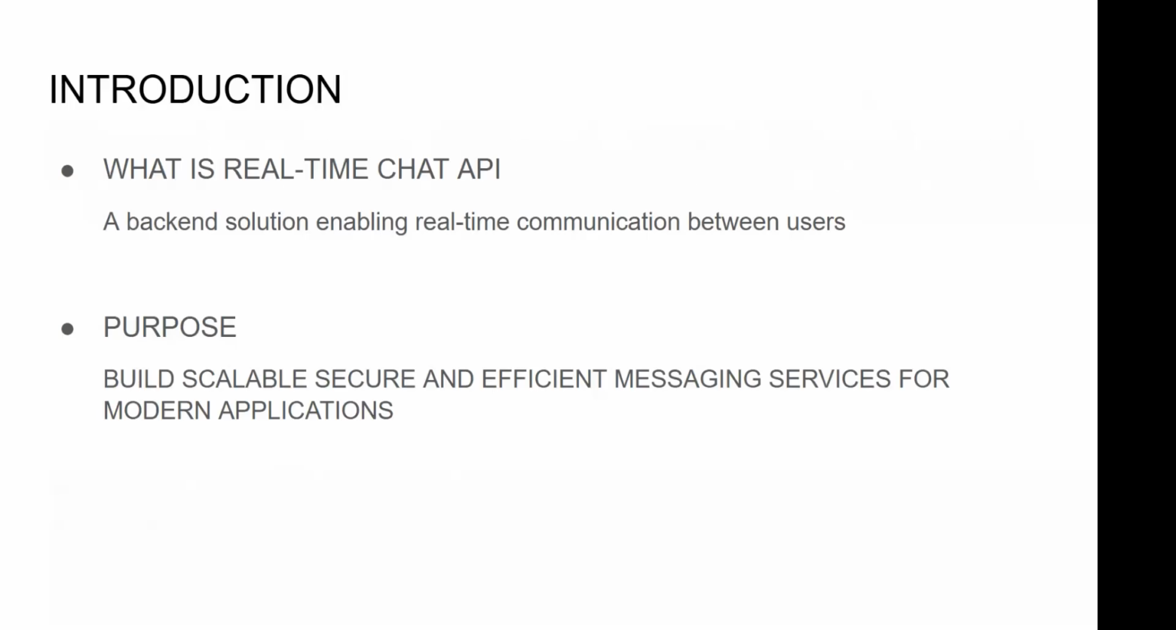Introduction. What is a real-time chat API? Someone may ask. It is just a backend solution enabling real-time communication between users. The purpose of this application is to build a scalable, secure, and efficient messaging service for modern applications.